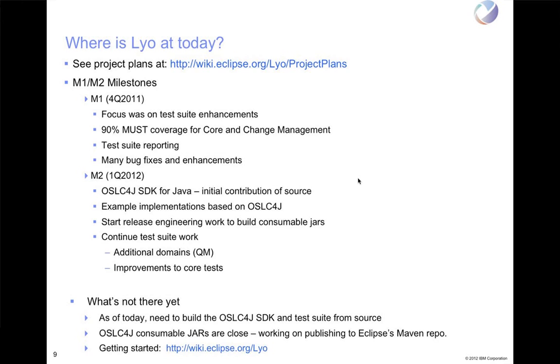But our goal is, of course, to create consumable jars that integrations can use, that developers can use. So we're working on getting the jars published to Eclipse's Maven repository. Once we have a GA version of Eclipse Lyo, we would also look to get that on Maven Central. But while it's under development, we'll be using Eclipse's Maven repository. And to get started, you can go to the wiki page.